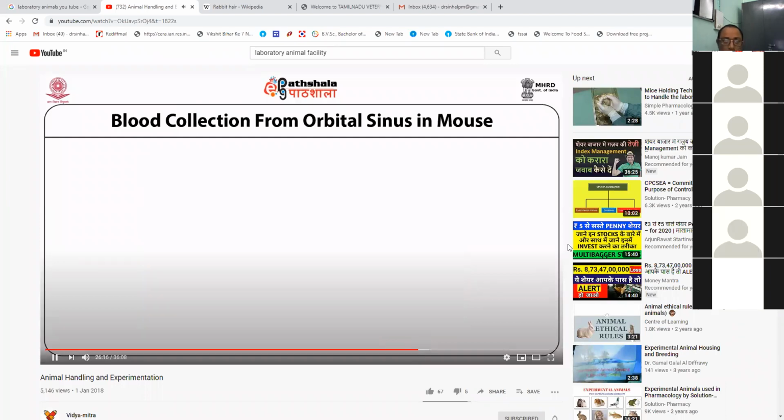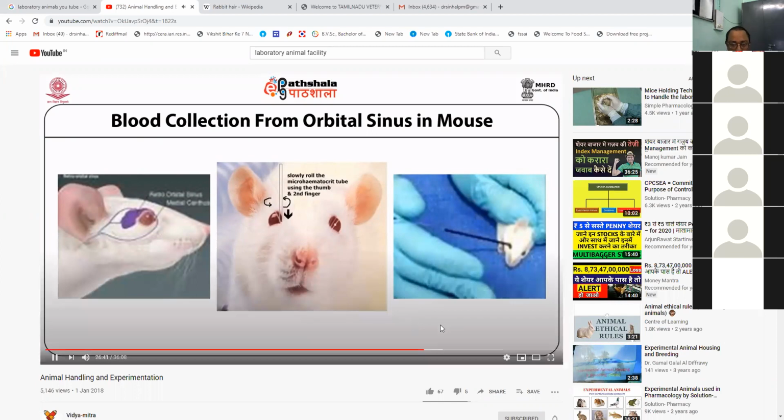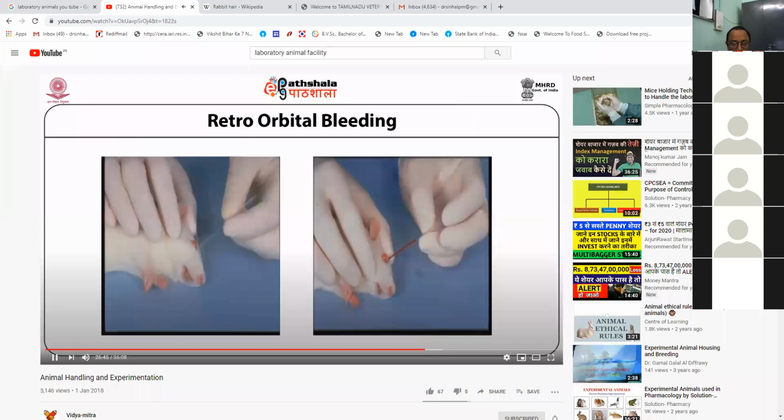This is a picture showing how we collect the blood from the retroorbital sinus. You can see the eye, where we can see the inner and outer canthus, and with a capillary tube, by capillary action, the blood will come out from the eye. This is nothing but pinching the plexus behind the eye. This is usually done using anesthesia. This is another picture showing how blood is collected after anesthesia.